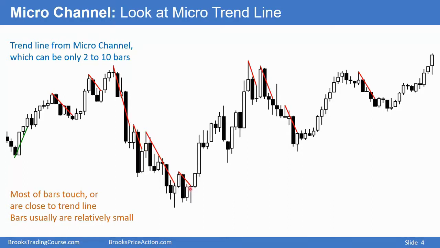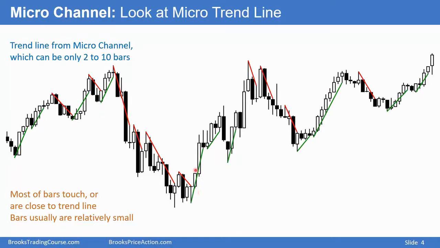And here, a 4-bar microchannel. This bar going above the high of the prior bar ends the channel. 3-bar microchannel, 4-bar microchannel, and 4-bar microchannel. So lots of microchannels. Most of the bars touch the trend line or are close to the trend line. The bars usually are small, but sometimes they can be relatively big, like here.